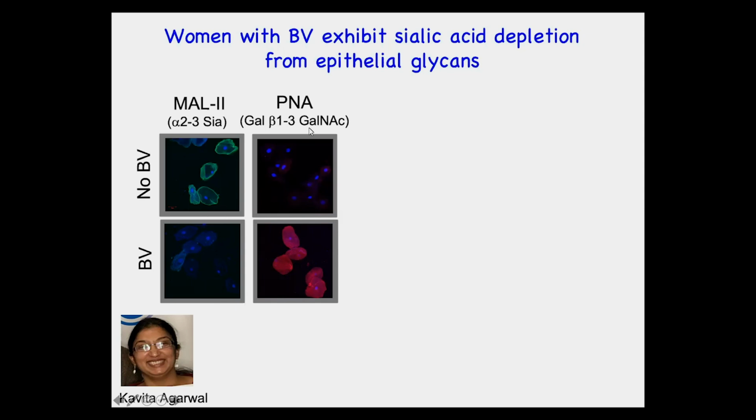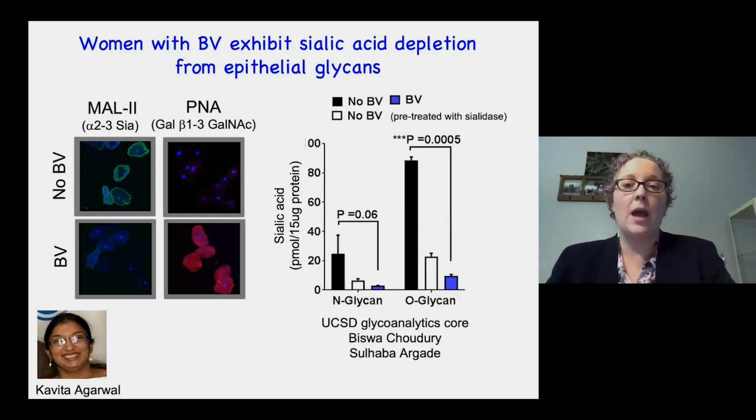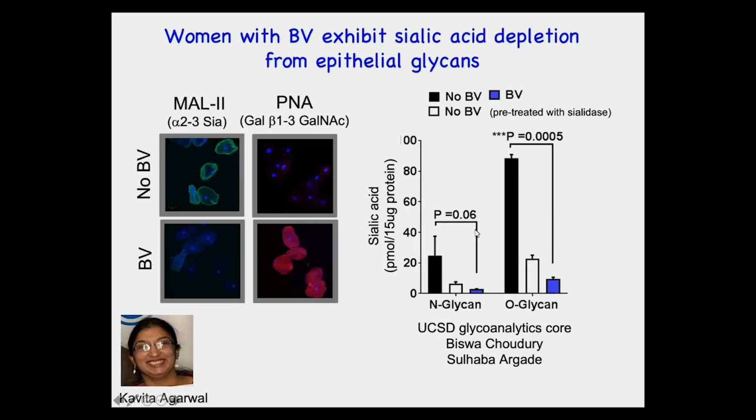Whereas another lectin that recognizes terminal galactose residues does not have evident staining in women without BV, but has bright staining in women with BV. So the epithelial surface and the glycans that are there are inherently different in these two contexts. We've also been able to show this biochemically: there's a depletion of the sialic acids present on both N-type glycans as well as O-type glycans.